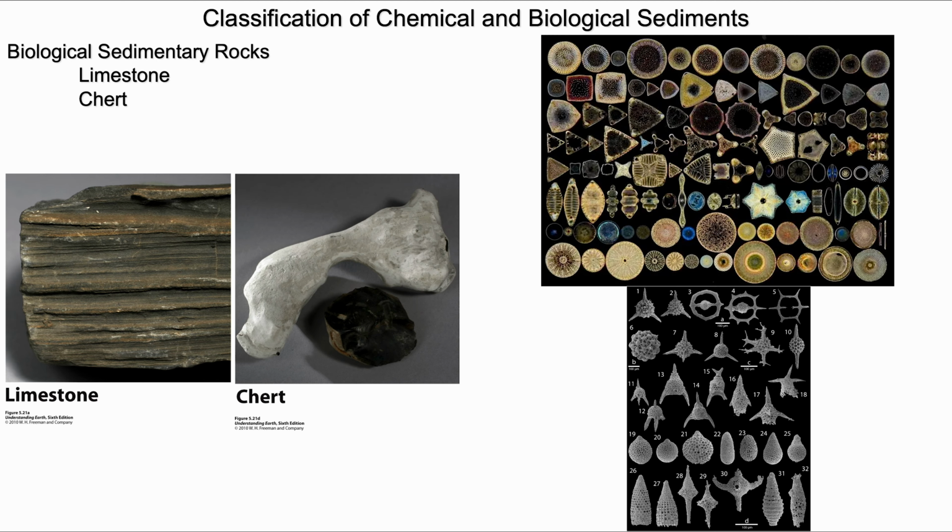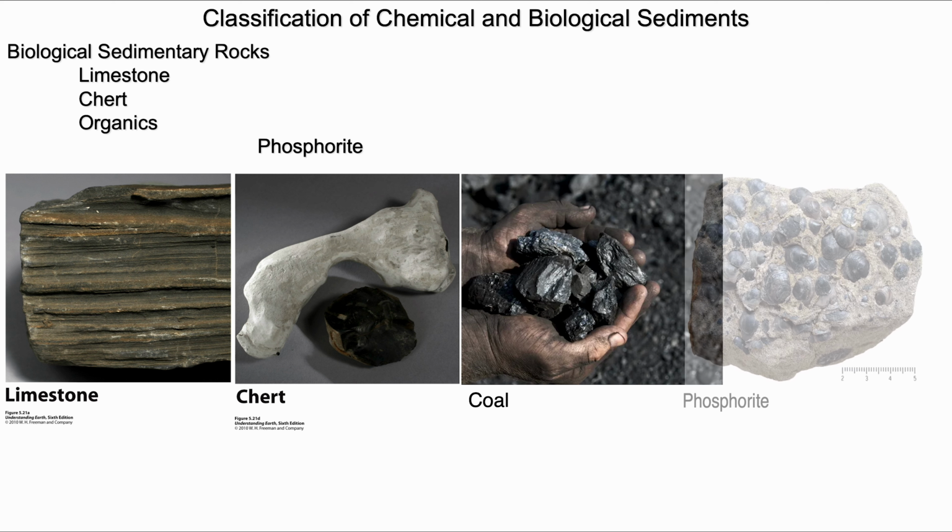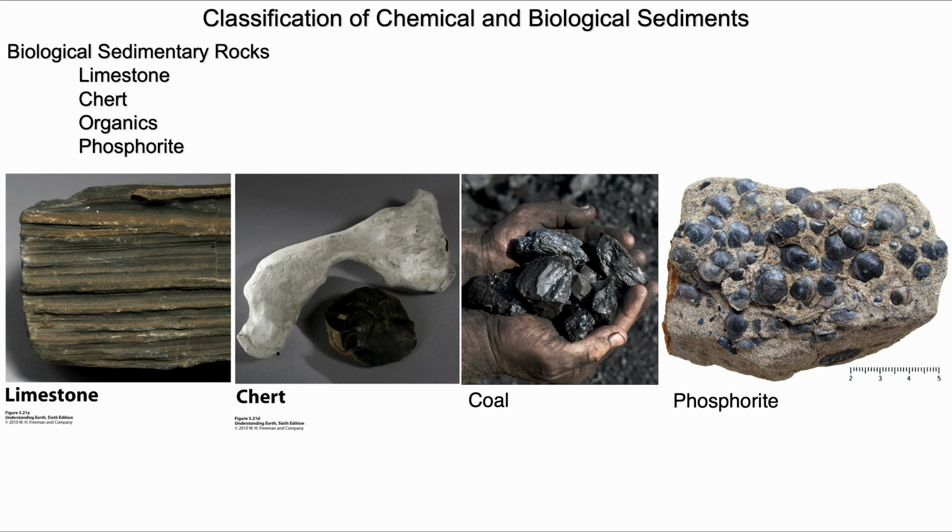Chert is a biological sediment that's produced from radiolarians and diatoms that get cemented together. Coal is an organic biological sedimentary rock formed by compressed plants. And phosphorite is some kind of previously existing sediment that becomes infused with phosphorus, usually associated with an upwelling zone, as we'll see in a few moments.